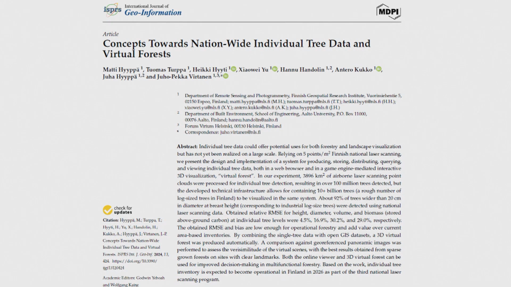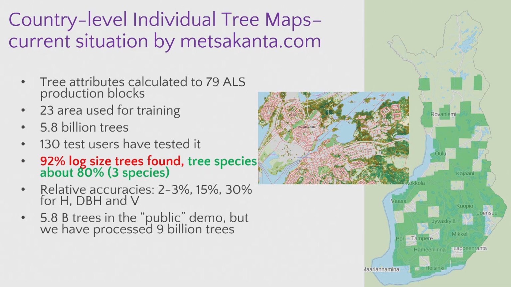But we didn't stop, even though our project only promised to analyze one production block. We continued. Today we have actually covered the whole of Finland at individual tree level. We have this public demonstration, or almost public, with 150 users. These green areas in Finland we have processed at individual tree level using this same algorithm. There are 6 billion trees there.